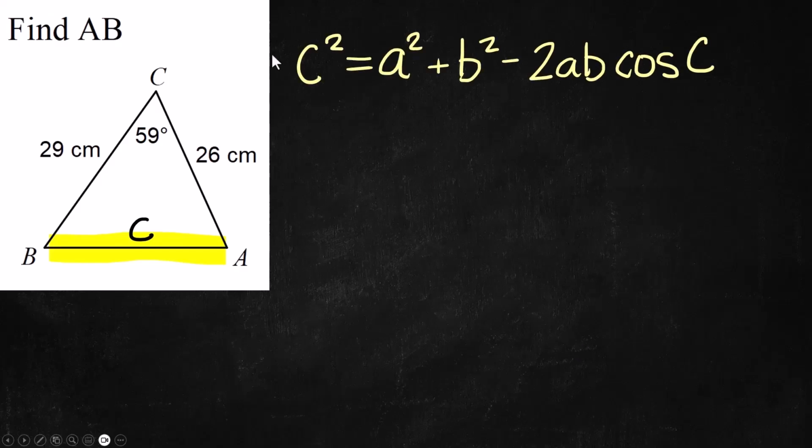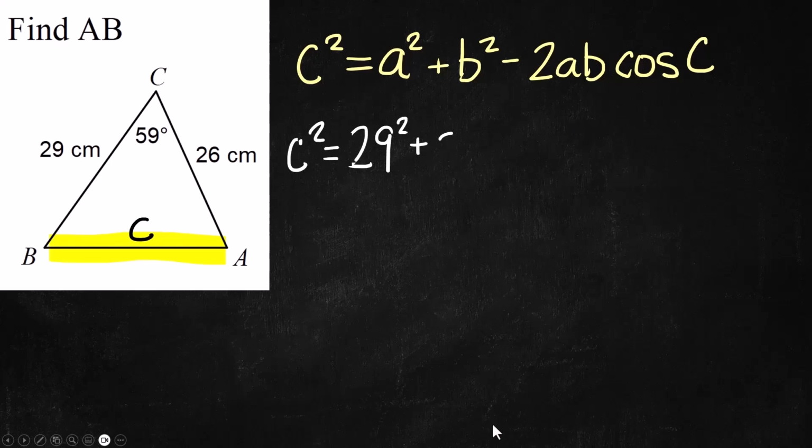And I know all these parts. The law of cosines is like the Pythagorean theorem with a little extra bit added to it if it's not a right triangle. This is a pretty handy formula. C squared is what I'm looking for. I know that side A is 29, side B is 26, and I know what the angle is for C, so I can find the cosine of it.